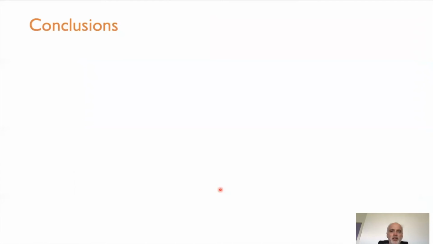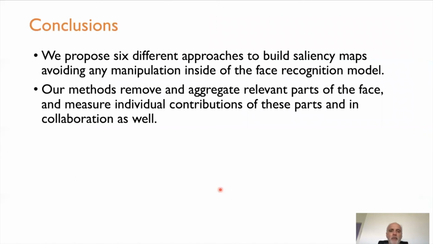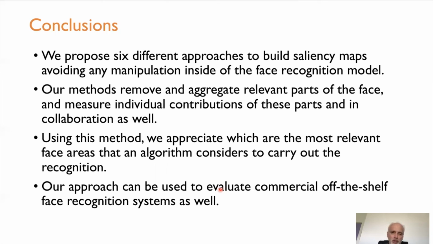So let me show you the conclusions. We propose 6 different approaches to build saliency maps, avoiding any manipulation inside of the face recognition model. Our methods remove and aggregate relevant parts of the face and measure the individual contribution of these parts and their collaboration as well. Using these methods, we can appreciate which are the most relevant face areas that an algorithm considers to carry out the recognition. Our approach can be used to evaluate commercial off-the-shelf face recognition methods as well.